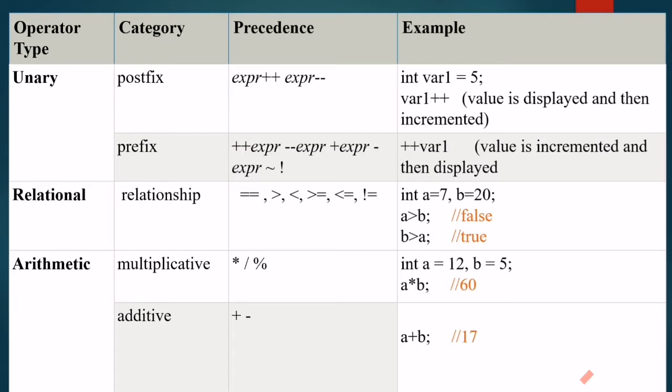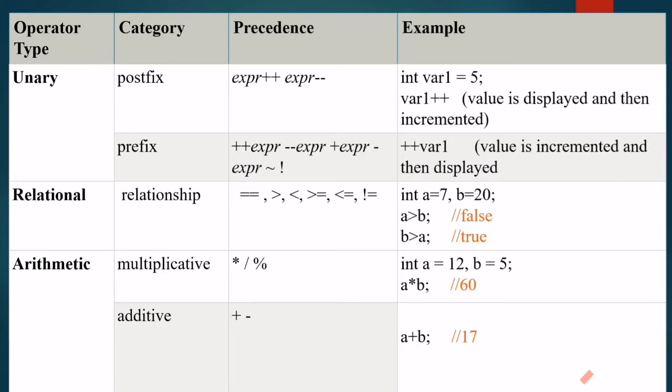Relational. Relational operator is used for checking the relationship between the variables. We can see here equal to, greater than, less than, greater than or equal to, less than or equal to, not equal to. So these are all used for checking the relationship between the variables.